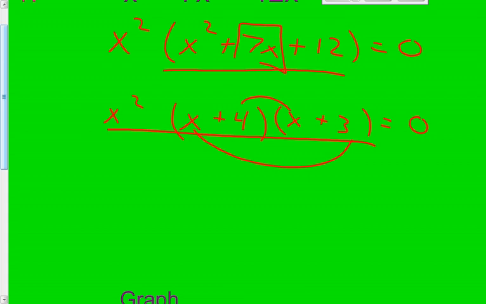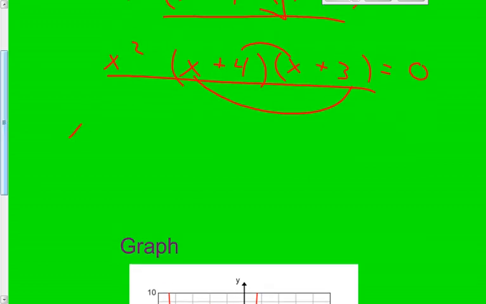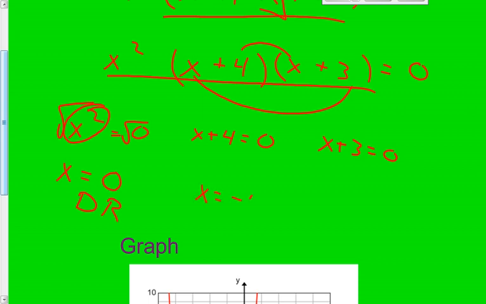Now we're going to set each of these factors equal to 0. So x squared is going to equal 0, x plus 4 is going to equal 0, and x plus 3 is going to equal 0. For this first one, when you square root both sides, you get x equals 0. And now class, because this is x squared, there's 2 answers involved in there. What happens when we get 2 answers for an x? It is a double root. Our next one, subtract 4, x equals negative 4. And for our third one, subtract 3, x equals negative 3. There are your 4 answers.